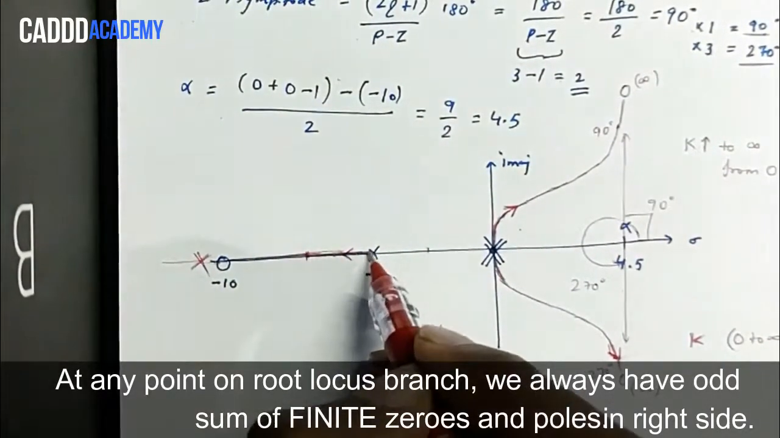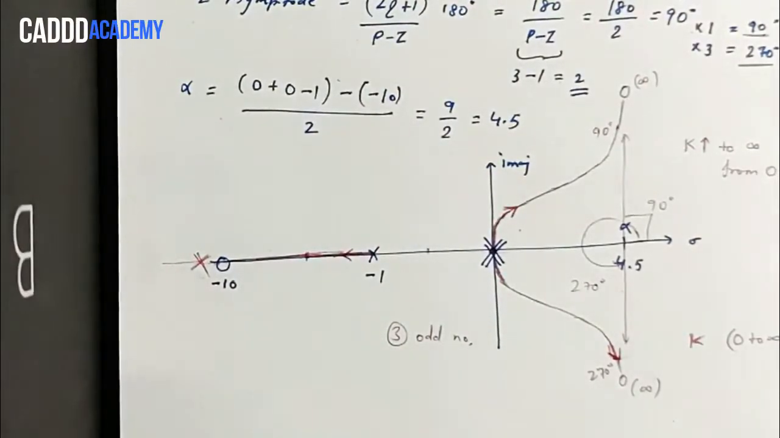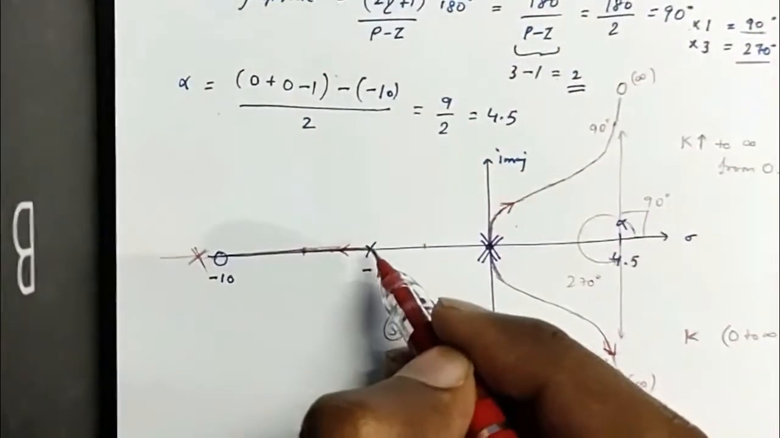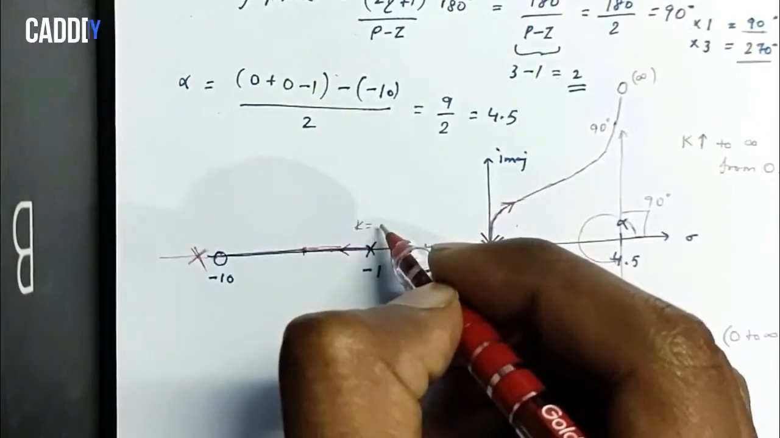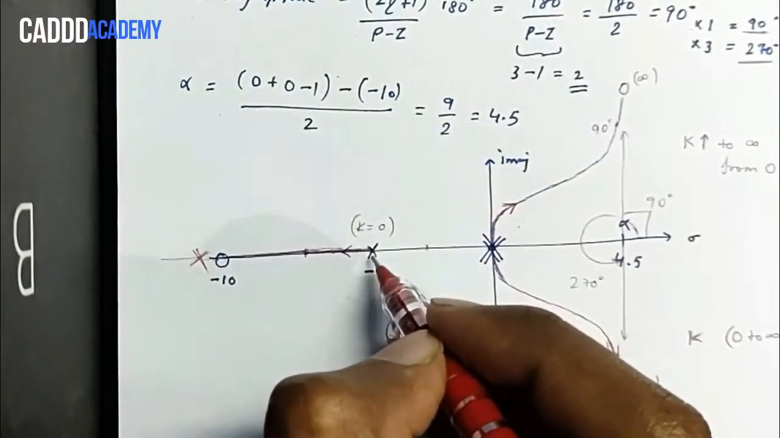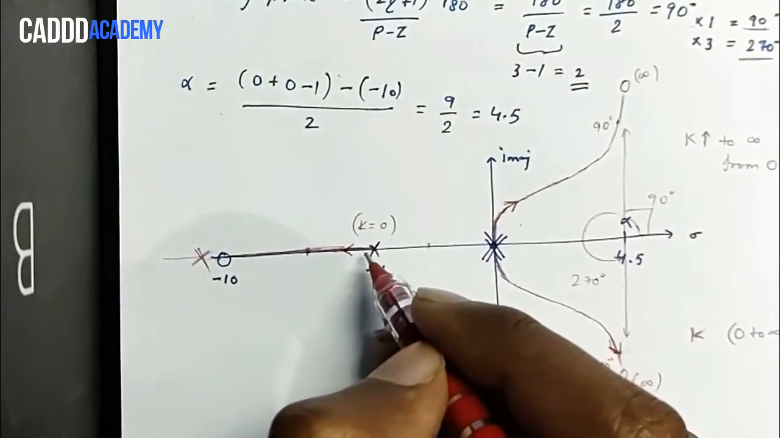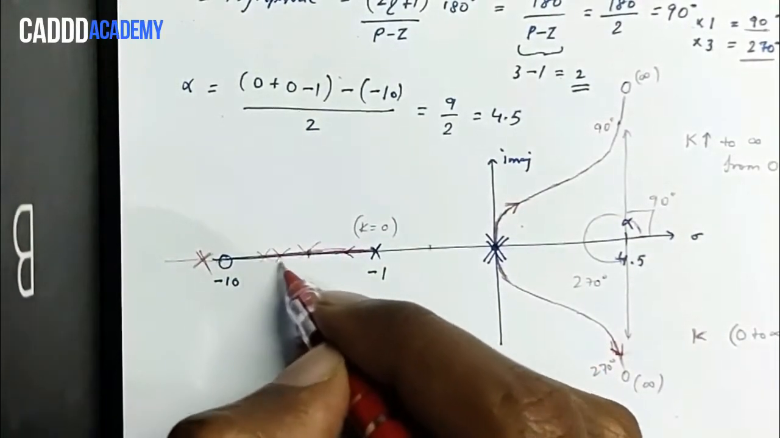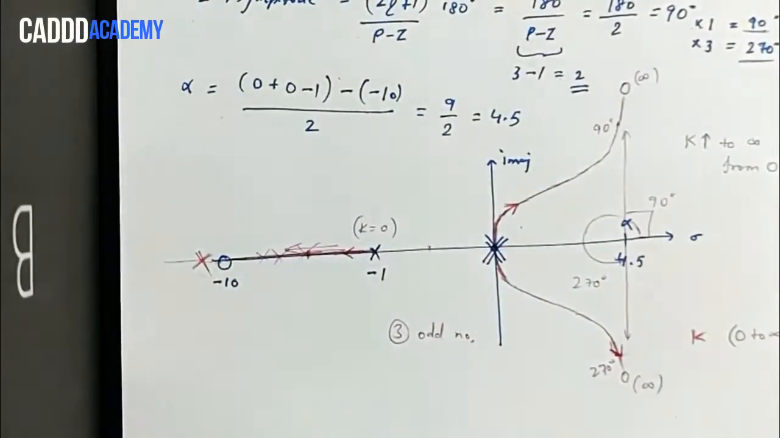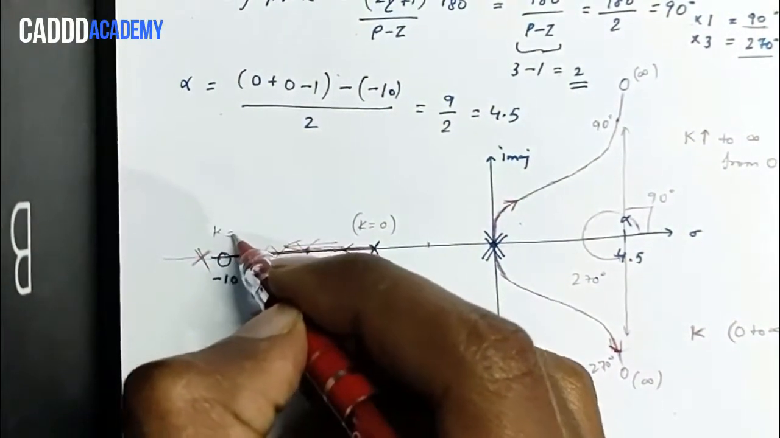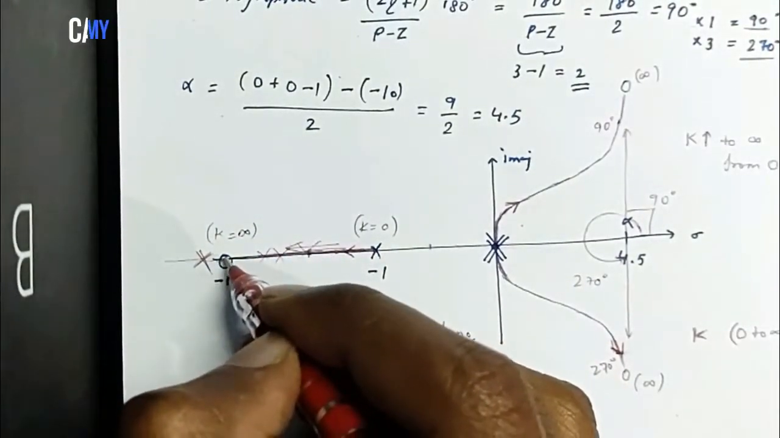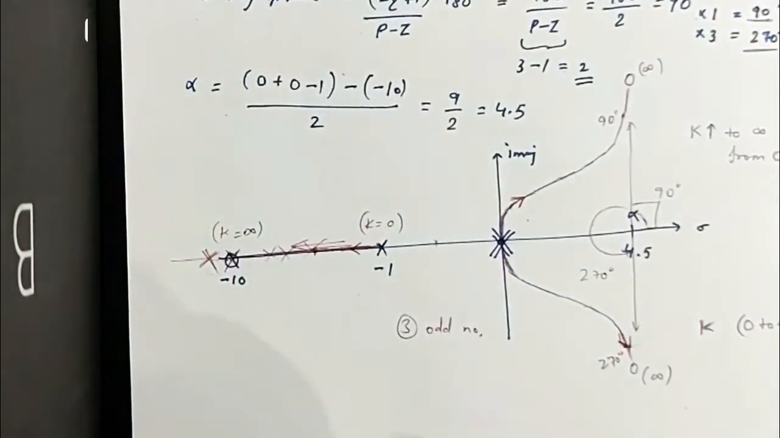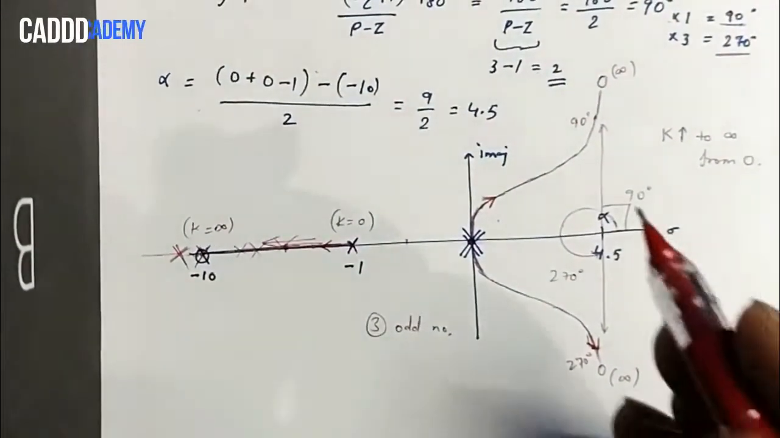From this point we have 3 poles to the right, so we can say that this point is lying on the root locus. Now at k equal to 0, this pole will be at this location only. As k increases, this pole starts moving this side, and this pole moves this side. At k equal to infinity, this pole will reach this zero. This pole and zero will be at the same location at k equal to infinity.